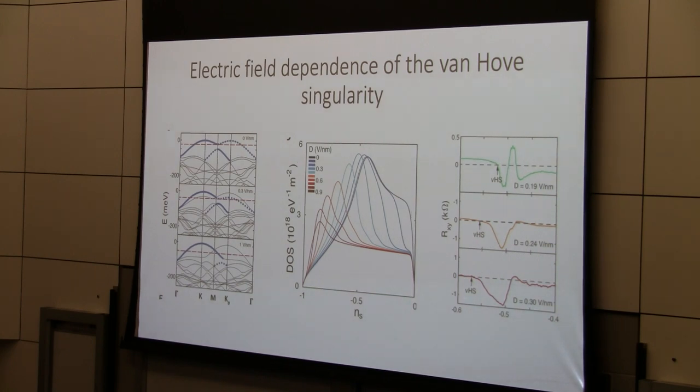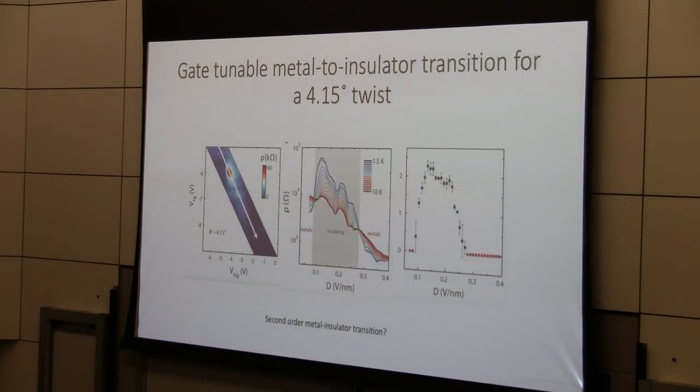And I can talk to those who are interested. We can actually confirm this directly with the Hall effect, that this picture is true. Now, the really interesting part is that if you measure the resistance of the sample as a function of this electric field, then what you see is that at very low electric field, the sample is a metal. At very high electric field, the sample is a metal. But there is a range of electric field where the sample is an insulator. So simply by applying an electric field, you can drive a metal to insulator to metal transition.